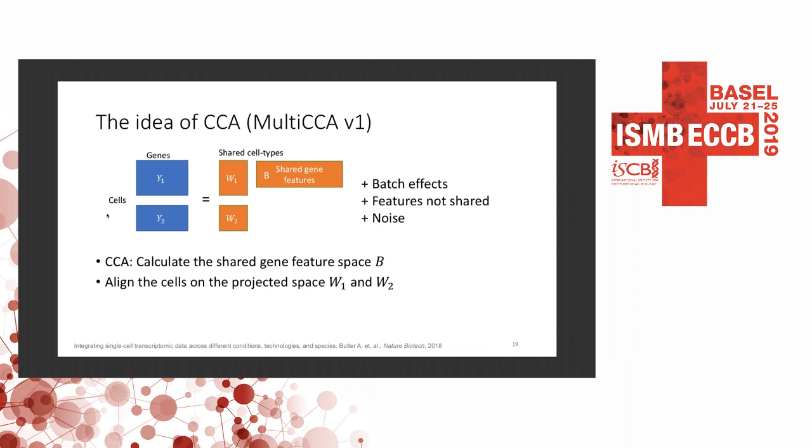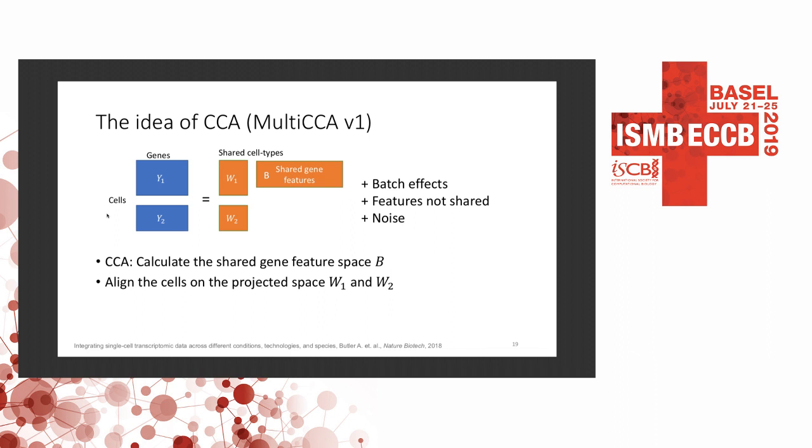But I'll first introduce the core idea in multi-CCA, which is finding this CCA, the canonical correlation analysis, I guess. I forgot the full name. It's a little different from the CCA in statistics. I'll try to expand their idea with this graphical matrix multiplication equation.